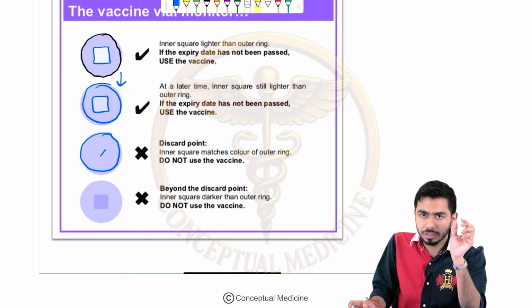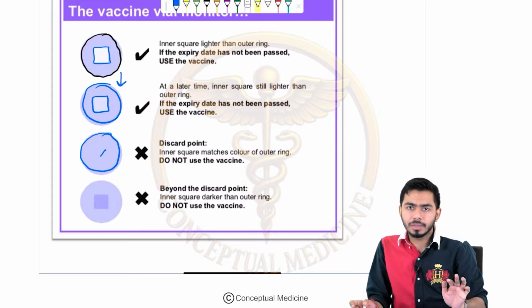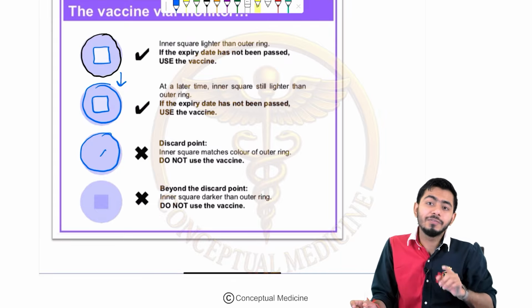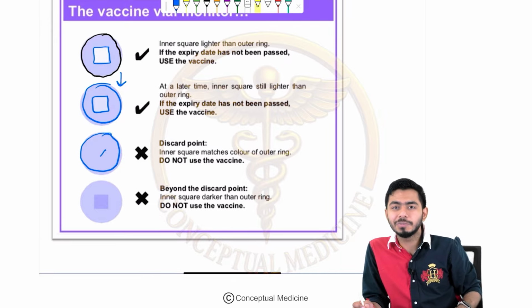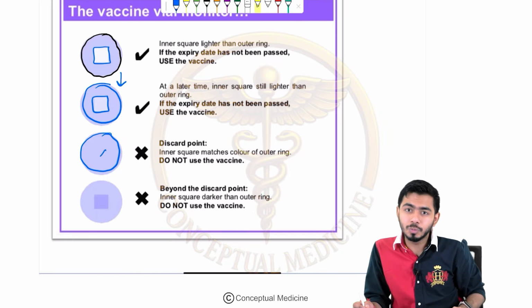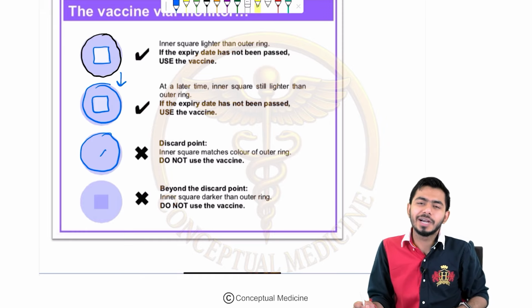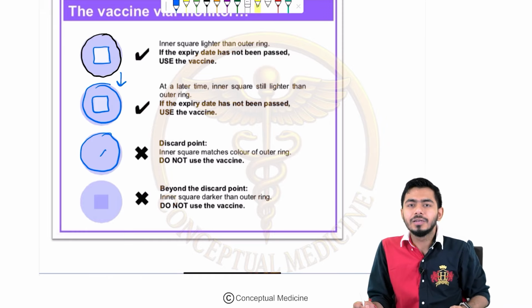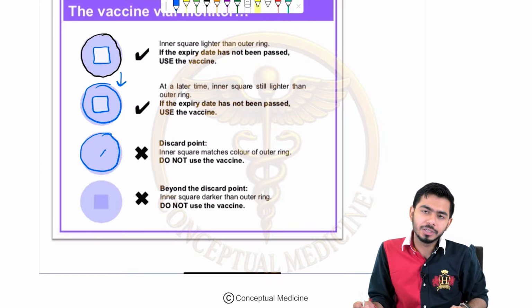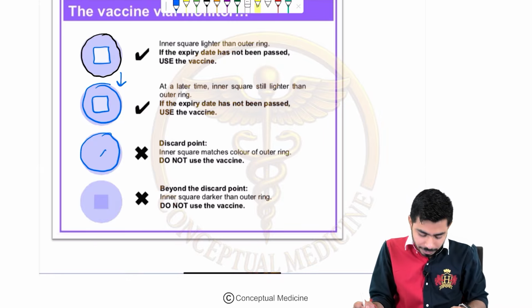We should be discarding this particular vial, right? And where will you be discarding it according to the biomedical waste management? You will be discarding it in the blue category. I told you that glass ampoules and glass vials should be discarded in the blue color category according to the biomedical waste management, right?